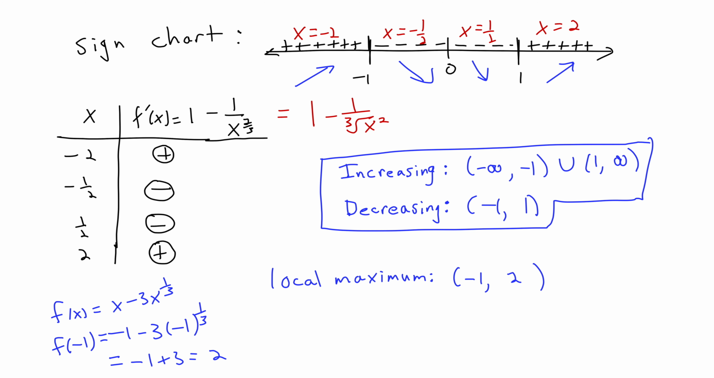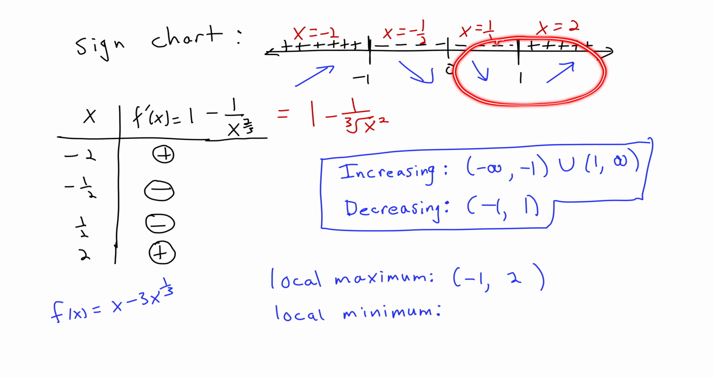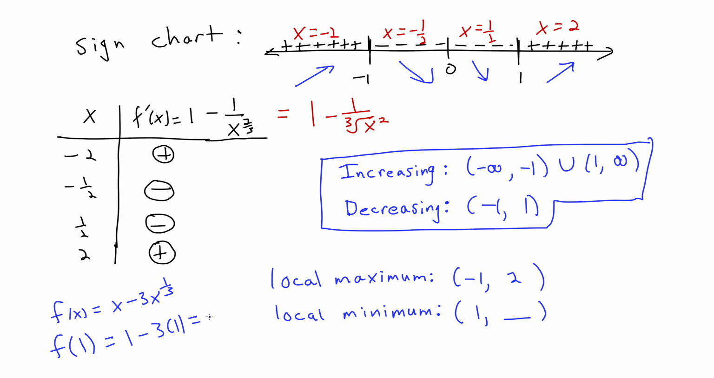Next, our local minimum. Back to our sign chart, we see that the function is decreasing and then switching to increasing at our point here at x equals 1. So that tells us there's some kind of local minimum here at x equals 1. Okay, so we know our x value is 1, but we need our y value. Back to our original function, not the derivative, we plug in 1 to get that y value. Okay, 1 minus 3 times 1 is -2. So the local minimum occurs at 1, comma, -2.